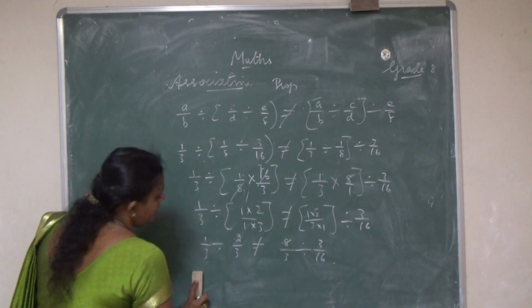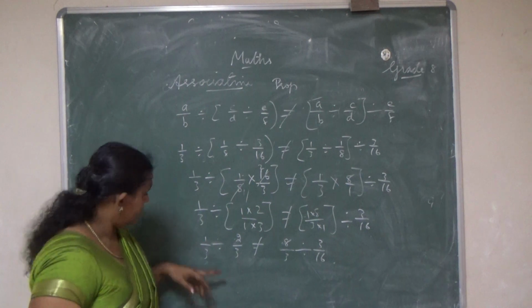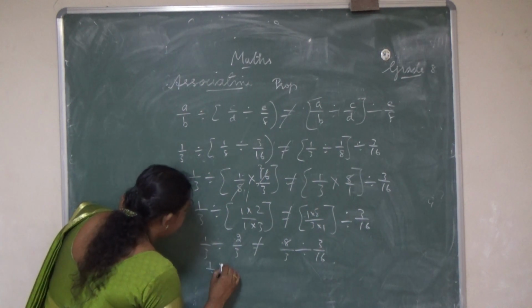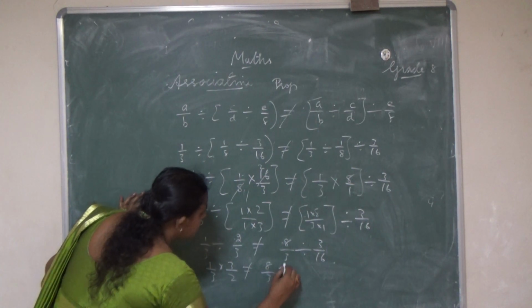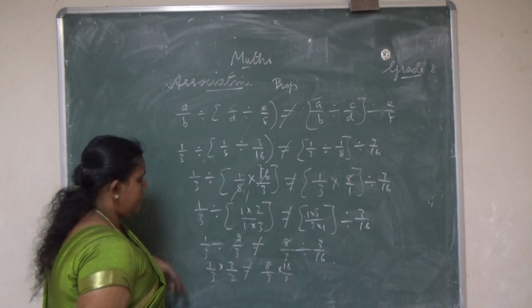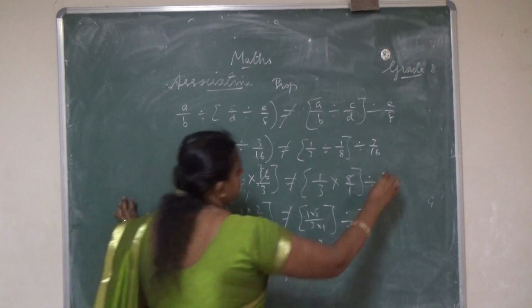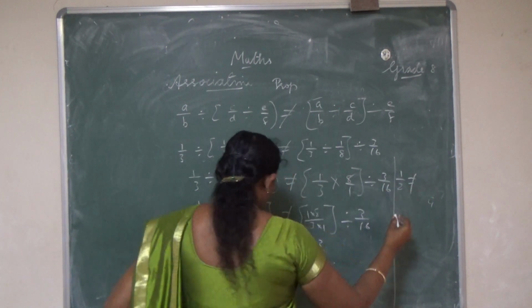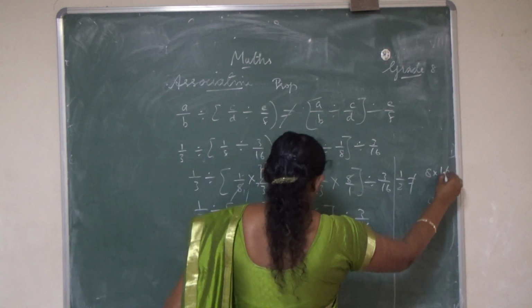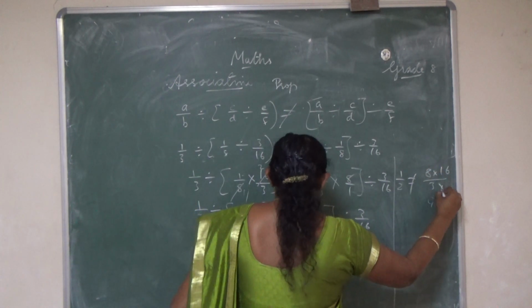So the next step. 1/3 into 3/2, that is not equal to 8/3 into 16/3 over 2. So this I can cut. So 1/2 is not equal to 8 into 16 over 3 into 3.